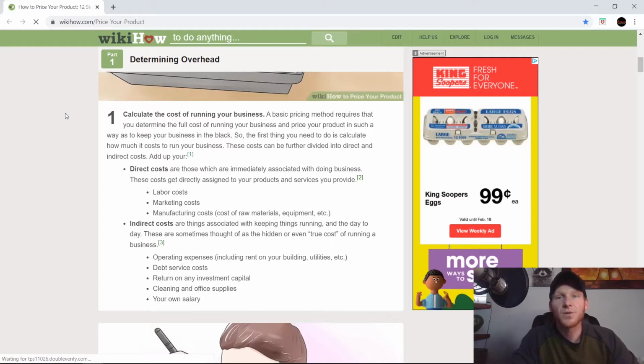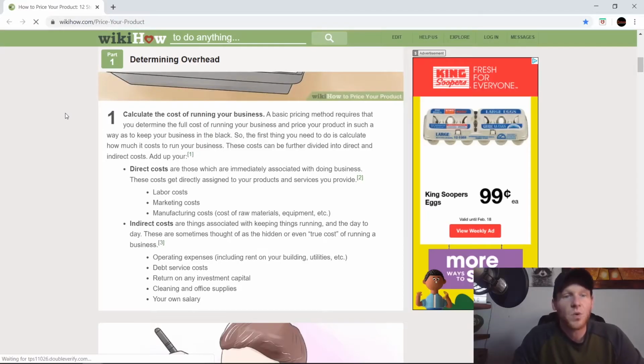In this video, this is what we're going to be covering. Determining overhead. Number 1, calculate the cost of running your business. A basic pricing method requires that you determine the full cost of running your business and price your product in such a way as to keep your business in the black. So the first thing you need to do is calculate how much it costs to run your business. These costs can be further divided into direct and indirect costs. Add up your direct costs and indirect costs.